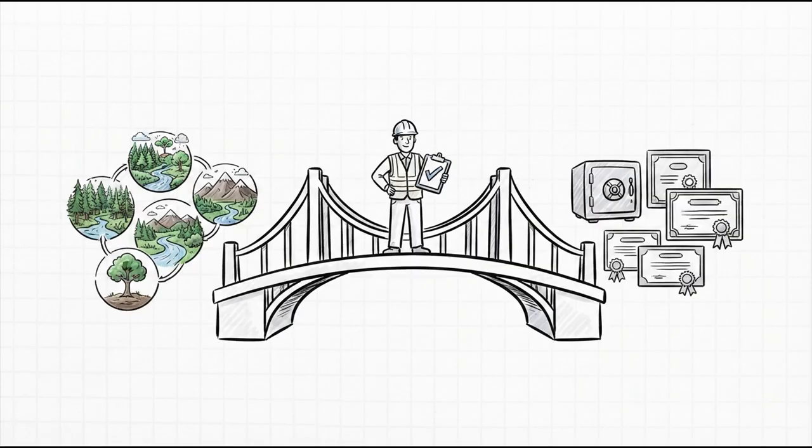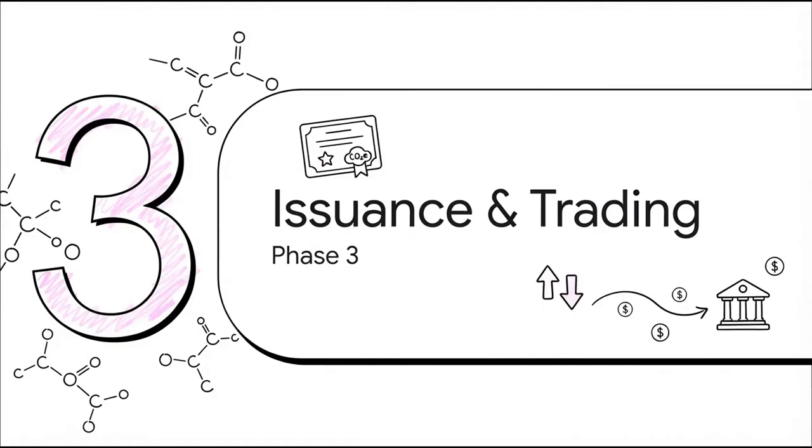But there's a massive trade-off here. If you want higher verification rigor, using better tech and more frequent audits, that dramatically boosts market trust and the credit's integrity. But on the flip side, it heavily increases the upfront and ongoing costs for the project developer. All right, let's move to phase 3 and see how this builds into actual market mechanics, issuance, and market trading.